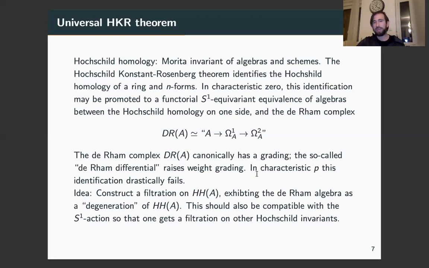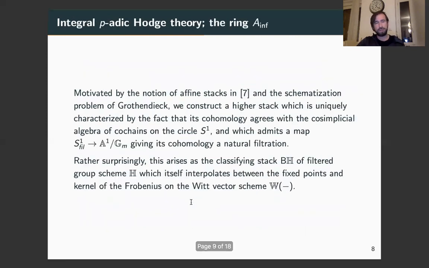In characteristic p, however, this identification drastically fails. So the work that I'm about to describe is that my collaborators and I construct a filtration on Hochschild homology, exhibiting the derived de Rham algebra as a degeneration of Hochschild homology. And this should also be compatible with the S1 action, which Hochschild homology has, so that one gets a filtration on other Hochschild invariants, like negative cyclic homology.